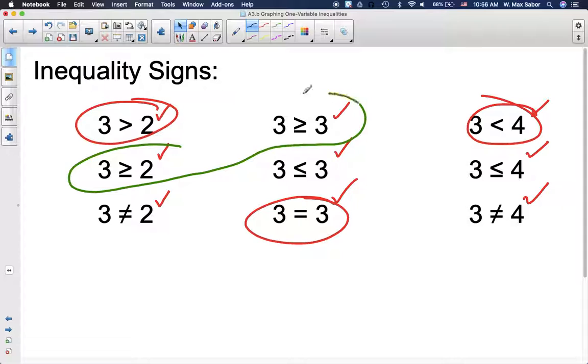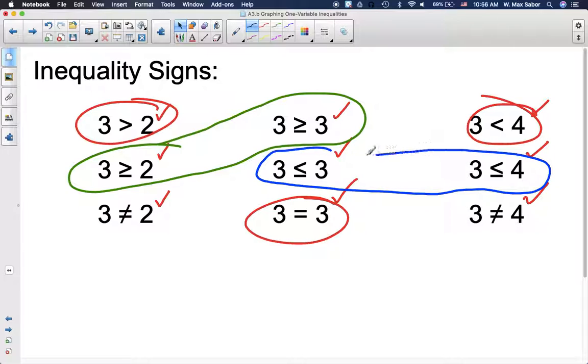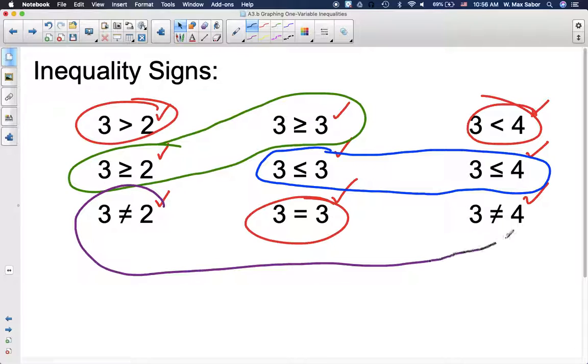each have two. Greater than or equal to works for equal or greater. Less than or equal to works for less or equal. And not equal to works for anything except for equal to, meaning less or greater. I've heard students jokingly say, what about a less than or greater than sign? Well, less than or greater than is the same thing as saying not equal to. So that's what's in purple.